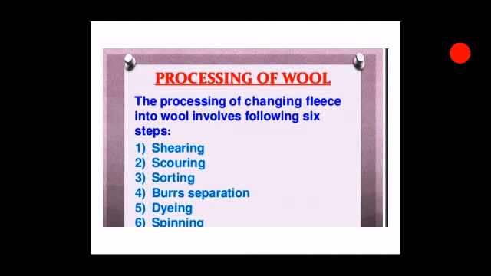Now, the process of wool. How is wool made, or what is the process of making wool? The process of changing the fleece into wool involves 6 steps. So how is the wool converted into fibers and how do we get woolen clothes? So what are the steps? There are 6 steps. One is shearing, two is scouring, three is sorting, four is burr separation, five is dyeing and sixth is spinning. Let's learn each and every step.